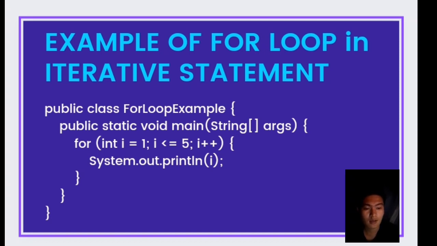So the output of this Java code will be 0, 1, 2, 3, 4. The loop iterates 5 times from 0 to 4 and then it terminates because the condition i < 5 becomes false. Java's for loop is a versatile construct that can be used for various tasks, just like in other programming languages. It is commonly used to iterate over arrays, collections, or perform repetitive operations with a known number of iterations. So that is the for loop.